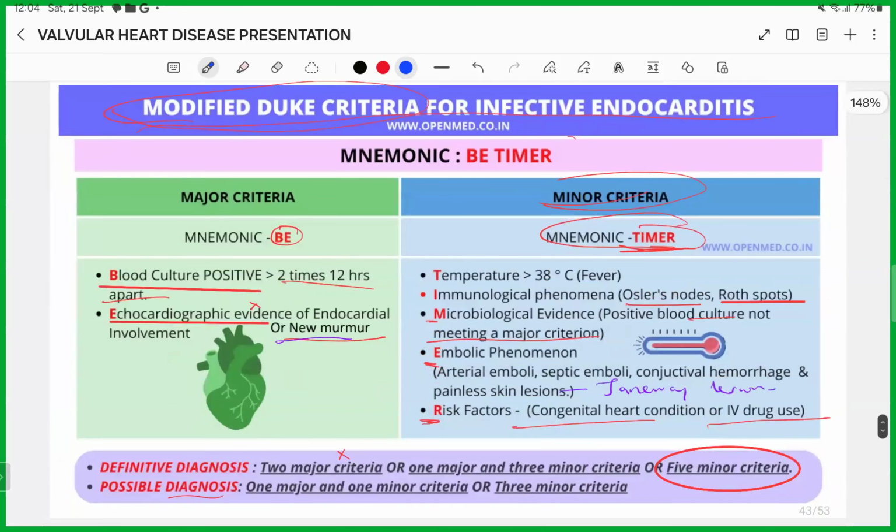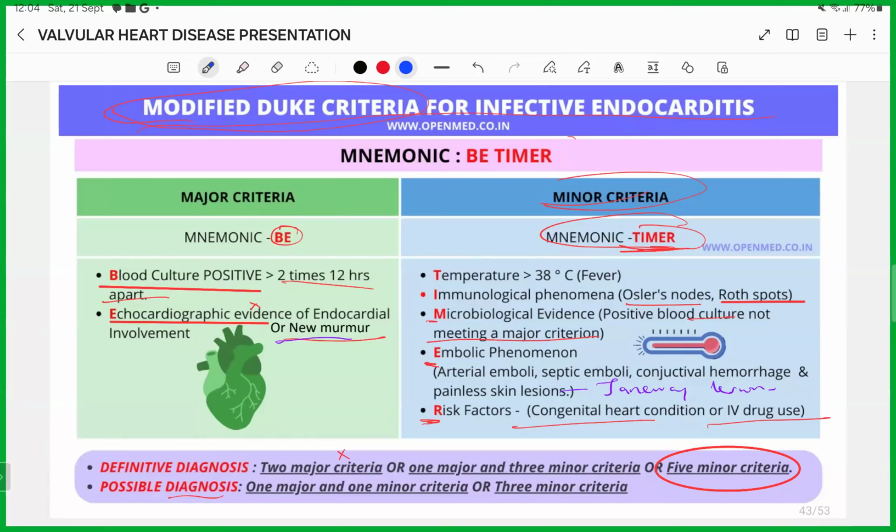And the criteria for diagnosing infective endocarditis is also highly examinable. It's known as the modified Duke's criteria. So the mnemonic you can use for this, BE is the major criteria, where you can have a positive blood culture more than 2 times 12 hours apart, as well as echocardiographic evidence of endocardial involvement. So echo is an ultrasound of the heart, or a new murmur developing.